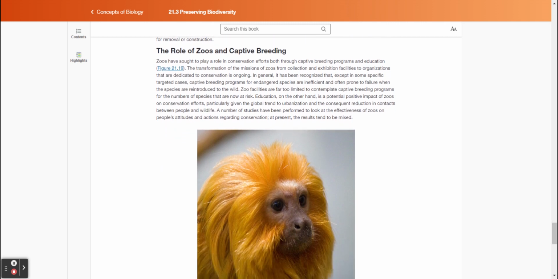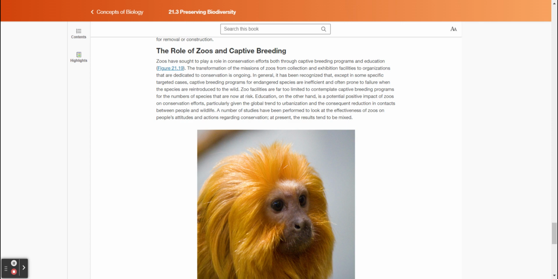The role of zoos and captive breeding. Zoos have sought to play a role in conservation efforts through both captive breeding programs and education. The transformation of the missions of zoos from collection and exhibition facilities to organizations that are dedicated to conservation is ongoing. In general, it has been recognized that, except in some specific targeted cases, captive breeding programs for endangered species are inefficient and often prone to failure when the species are reintroduced to the wild.